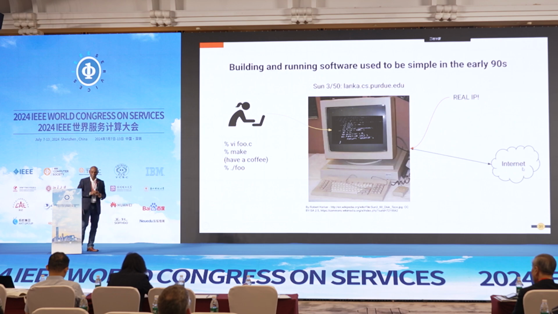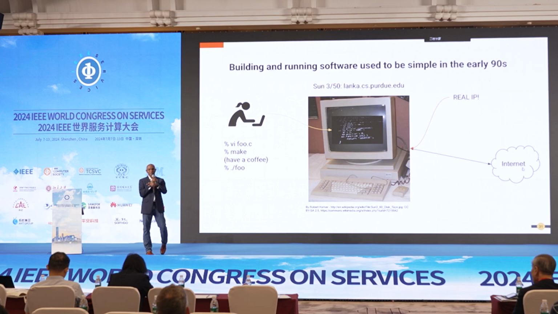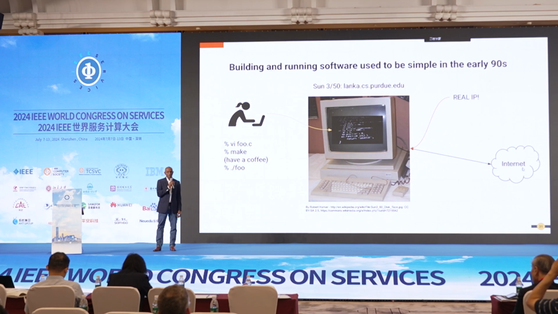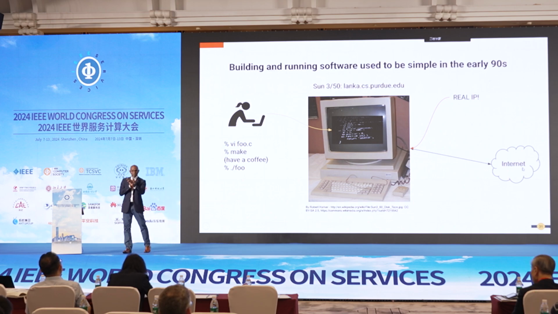So, thank you. This is a picture of the computer that I had when I was a grad student. It's not exactly that computer, but something like this. When I was a grad student in Purdue in the 1990s, I had a Sun 350. It was called lanka.cs.purdue.edu. And that was actually a real name on the internet. You could look it up from China, you'd actually find the IP address. It had a real IP address.